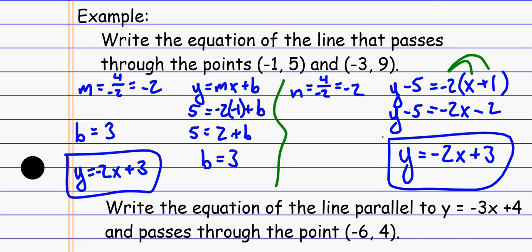All right? I think that method is probably easier, but if you don't remember point-slope form, that method is impossible. So you might have to go with the first method. If you remember y equals mx plus b, well, that's the one you got to use.